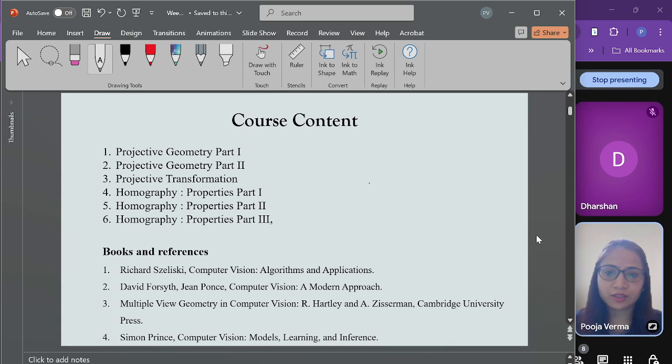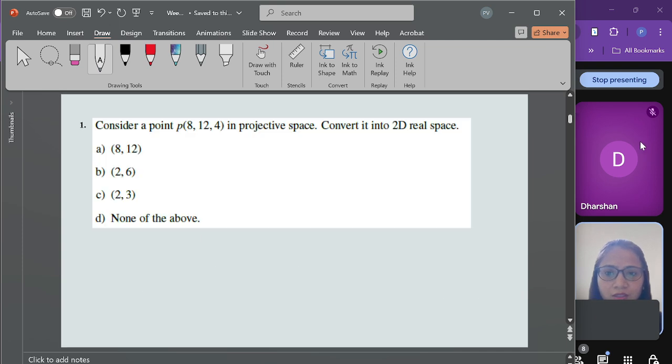For this week, this is the course content: projective geometry part 1, part 2, projective transformation, and then homography and its properties. These are some books and references which you can use while studying. So let's start the problem.